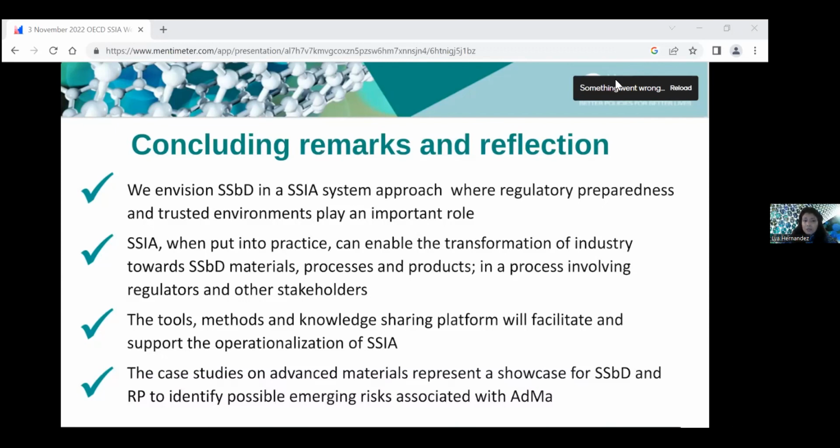We hope that when CS is put into practice, it can really enable the transformation of industry towards safer and sustainable by design materials, processes, and products in a process involving regulators and other stakeholders. The tools, methods, and knowledge sharing platform will facilitate and support the operationalization of CE, and we're making real steps, learning by doing, to move forward. And finally, the case studies on advanced materials represent a showcase for SSbD and regulatory preparedness, really to identify possible emerging risks associated with advanced materials. Next slide.